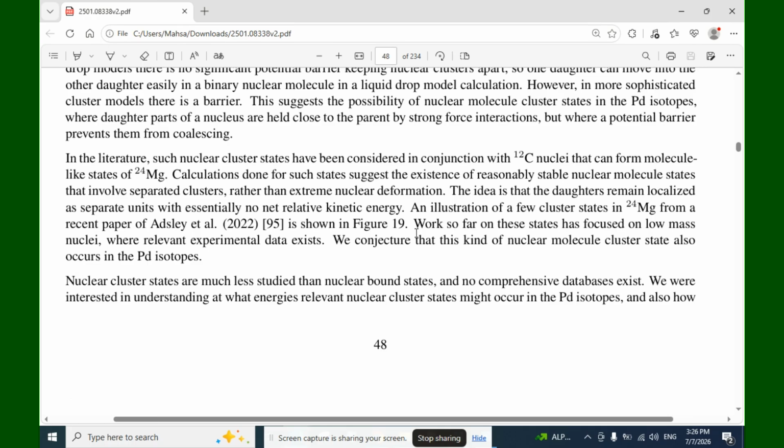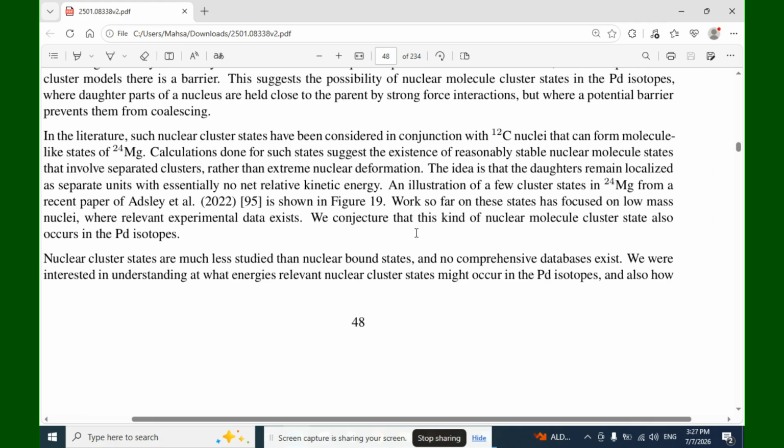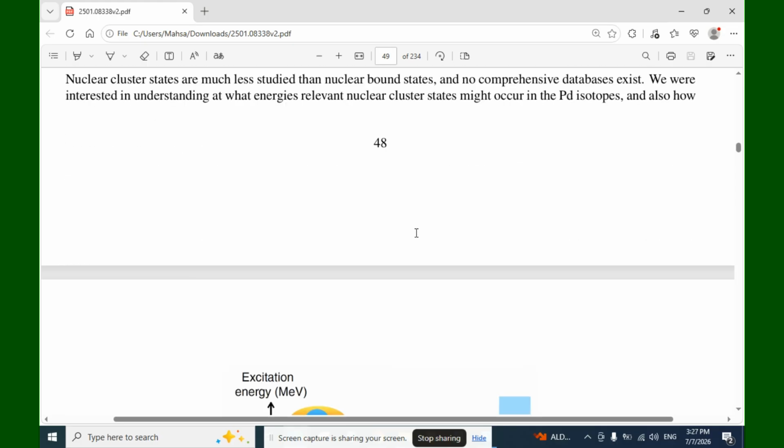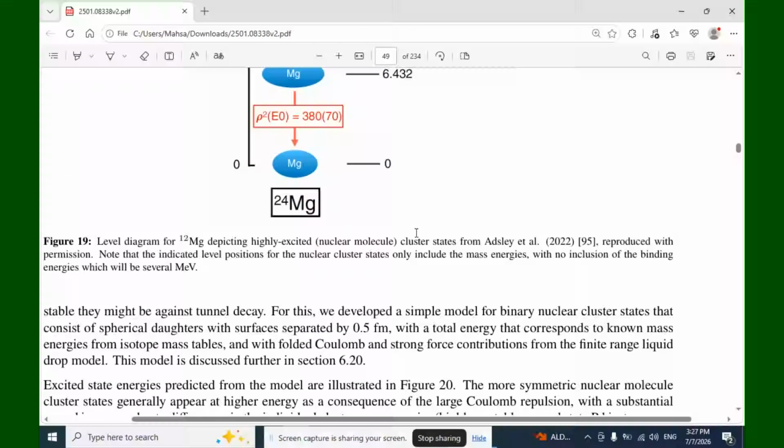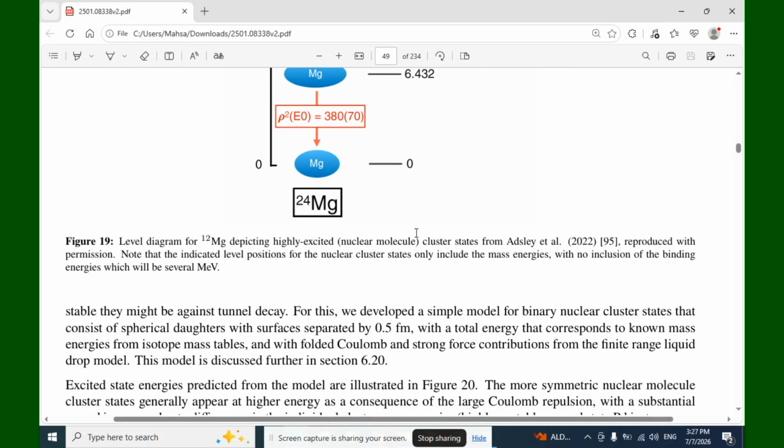Work so far on these states has focused on the low mass nuclei where the relevant experimental data exist. We conjecture that this kind of nuclear molecule cluster state also occurs in the palladium isotopes. Nuclear cluster states are much less studied than nuclear bound states, and no comprehensive database exists. We were interested in understanding at what energies relevant nuclear cluster states might occur in the palladium isotopes, and also how stable they might be against tunnel decay.